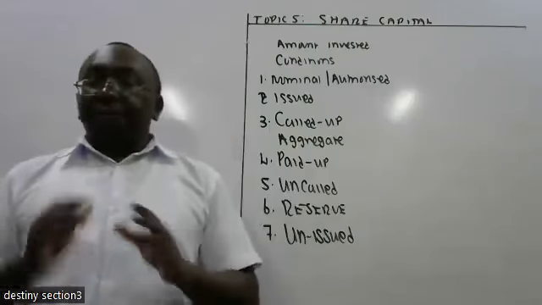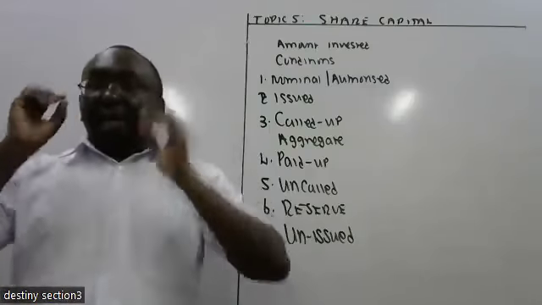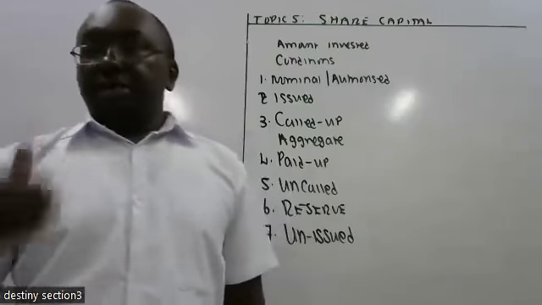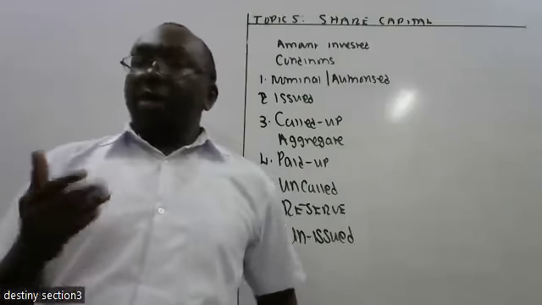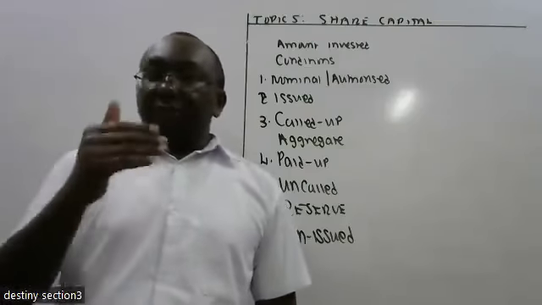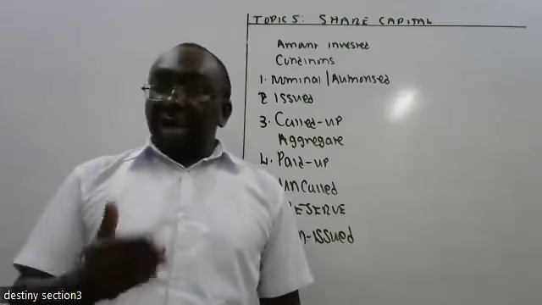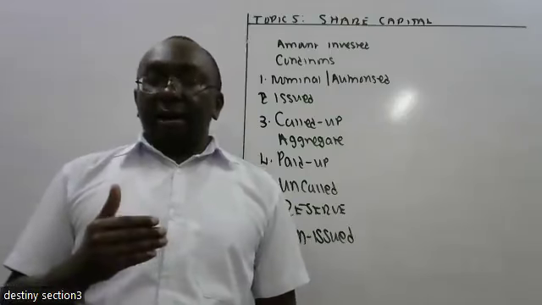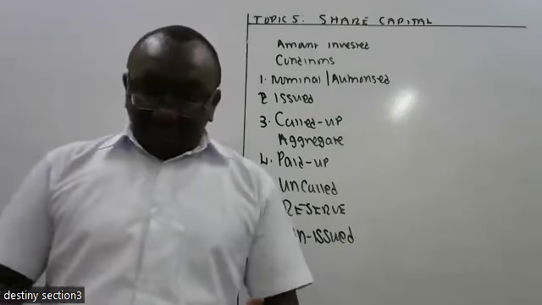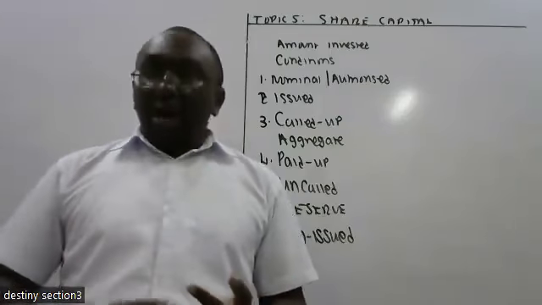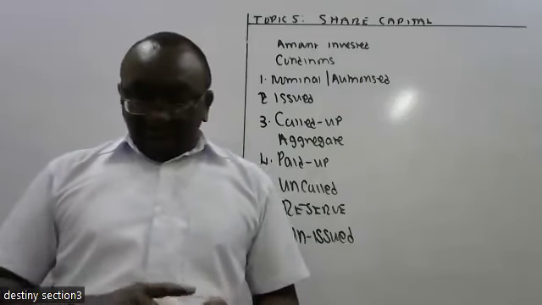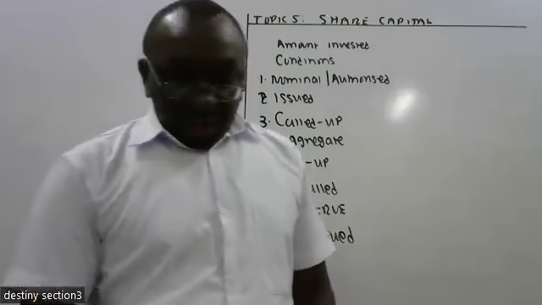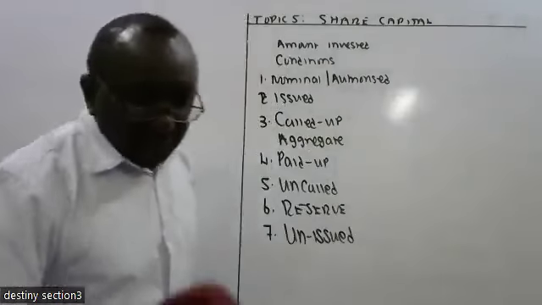So those are the common types of share capital, or the common words you will find being used to describe the share capital, depending on where we are, between having asked people to take up the shares and having asked them to pay the amount of money they are supposed to pay. So we have nominal, issued, called up, paid up, called, reserve, and unissued. Good. Let's now look at raising of share capital.